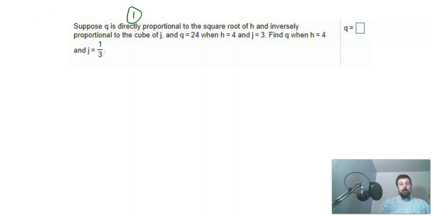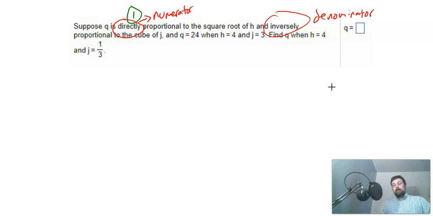So level 1, take this description and convert that into a formula. This time it's a combination. And as I mentioned, a good rule of thumb to follow is if it varies directly with something, you put that thing in the numerator, you multiply it to k. And if it varies inversely with something, you put that thing in the denominator, which means you divide k by whatever that is. And that's how you're going to set up the formula.